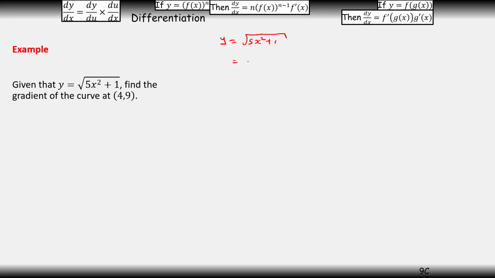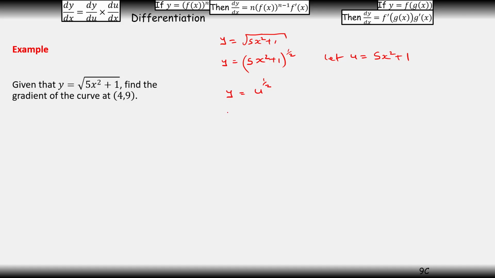If we want to differentiate it, it's much better to write it as (5x squared plus 1) to the power of a half. Now I'm going to let u be equal to 5x squared plus 1. I know that u is equal to that part of it, so I'm going to say y is equal to u to the power of a half.